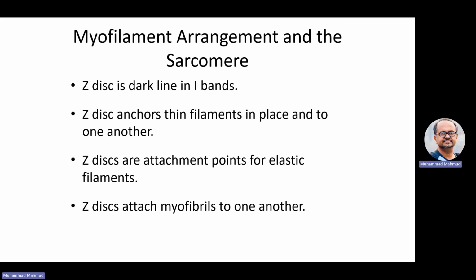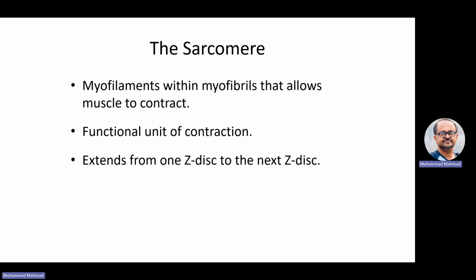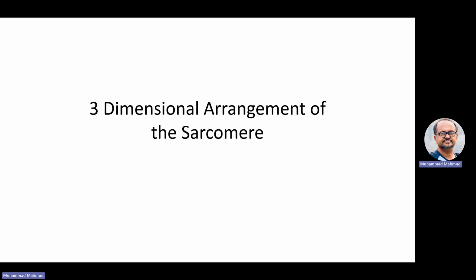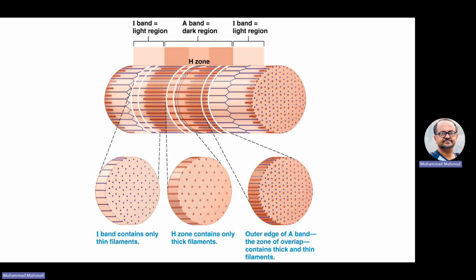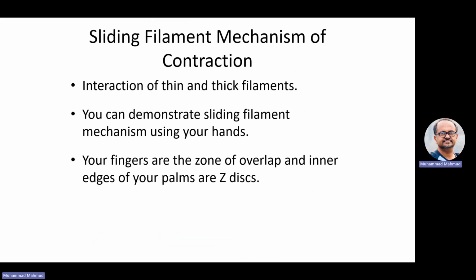Now, after those things, let's go to the three-dimensional appearance of the sarcomere. How does it look? The sarcomere, we know, is from Z to Z, and this is how it looks. And when the thick and thin filaments slide past each other, this is the moment the muscle will contract. This is called the sliding filament mechanism of contraction.